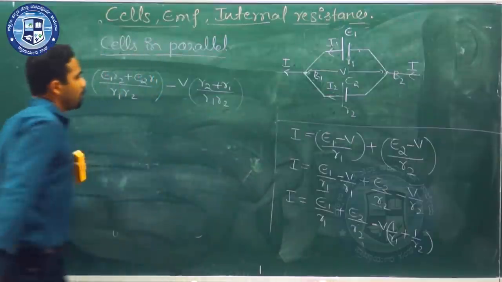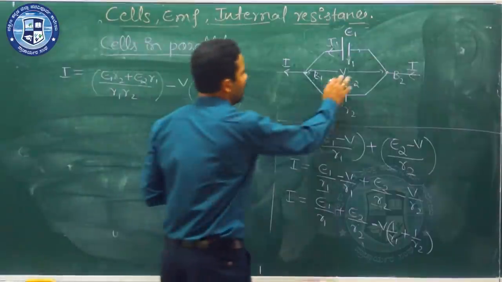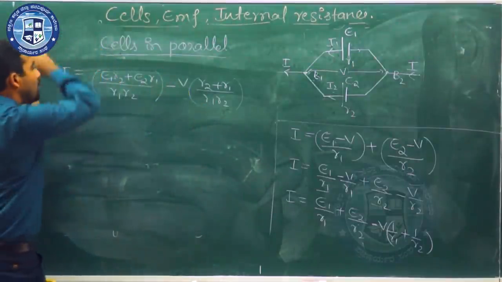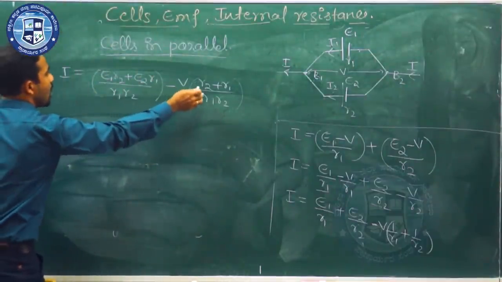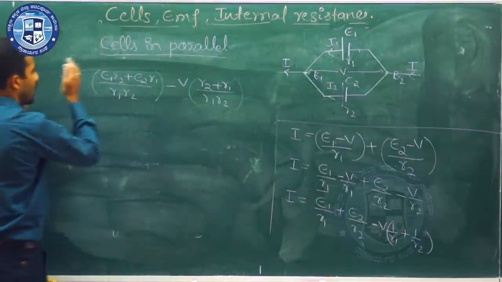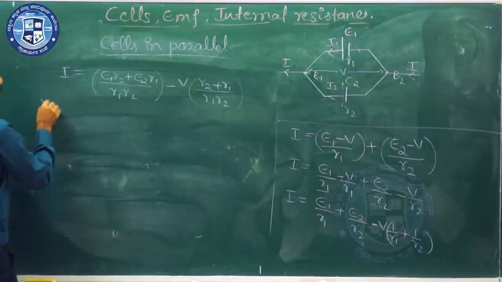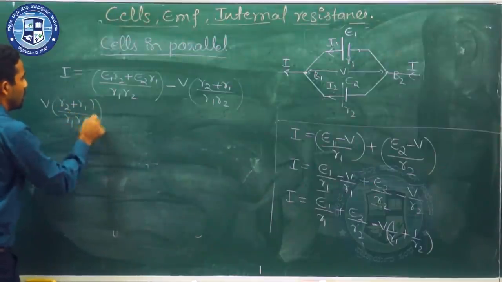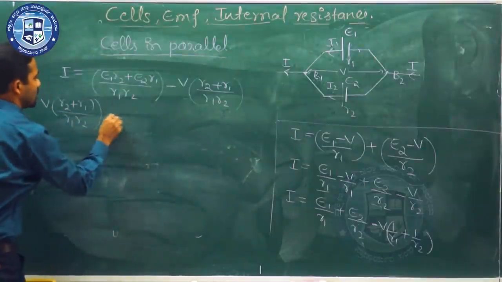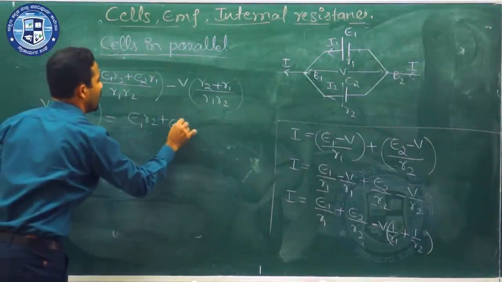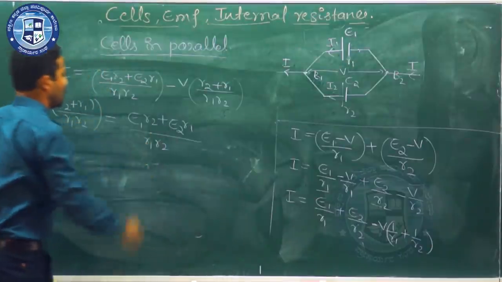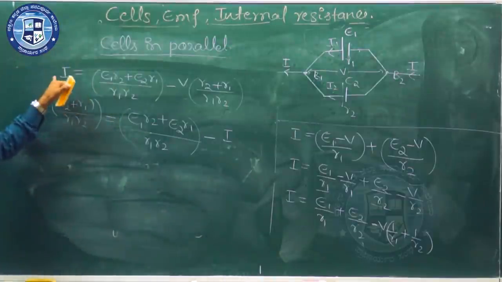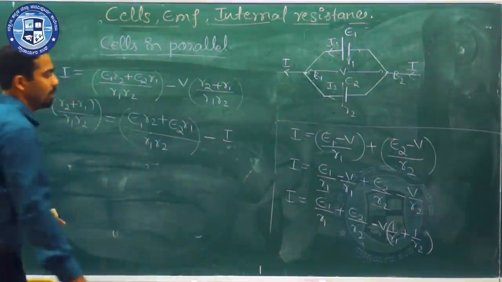Okay. Now, what is our intention? We have to find the potential V. It is on the RHS. Let's take it to LHS. Let's take I to the RHS. So, taking the minus V of R2 plus R1 divided by R1 R2 to the LHS, that becomes plus. So, V into R2 plus R1 divided by R1 R2 equals E1 R2 plus E2 R1 divided by R1 R2, minus I. You have to take the plus sign to the RHS. If I goes to the RHS, that becomes minus sign.